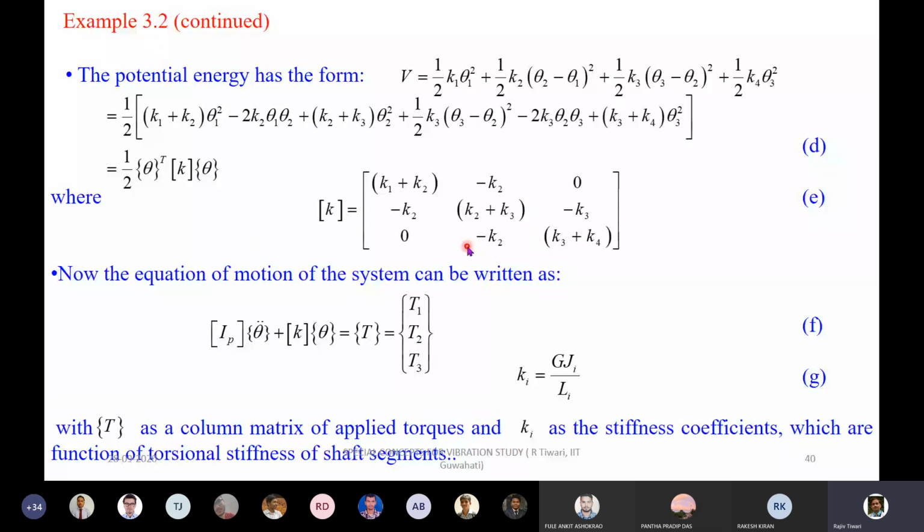which, if we derive the equation of motion, we can get in a similar form. You can see these are the stiffness coefficients, so this is K11, K12, K13, and so on. We have seen the equation of motion in matrix form of this form, where the shaft segment stiffnesses, because we are dealing with the torsion case, are given by this.